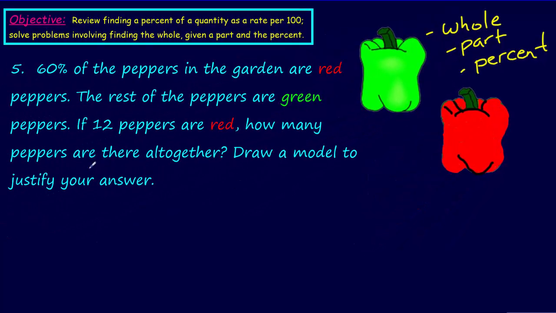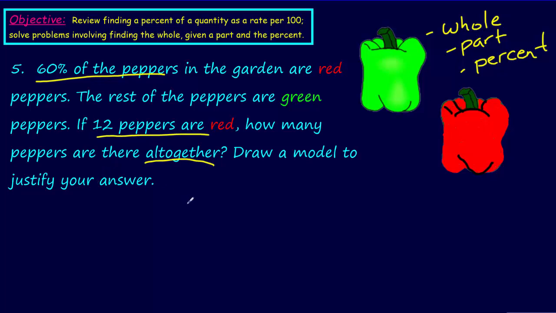Now, when they say how many peppers are there altogether, that should be like a big, huge white flag, yes, over here, please, that they're looking for that whole part. It looks like we're going to get the part and the percent. When I look up here, I can see the percent right here. 60% of the peppers in the garden are red. It also states if 12 peppers are red, so it says 60% that they're talking about right there.